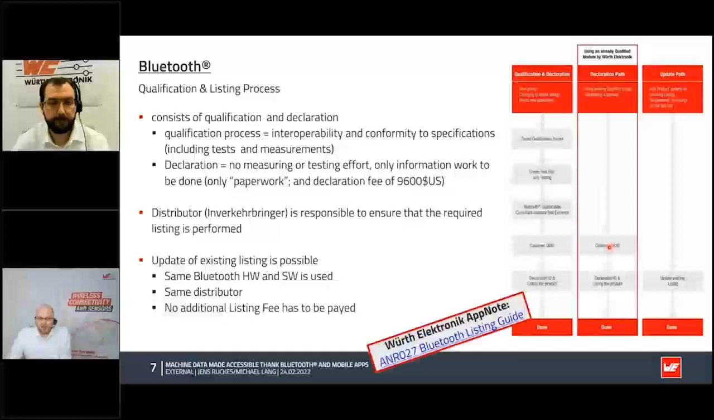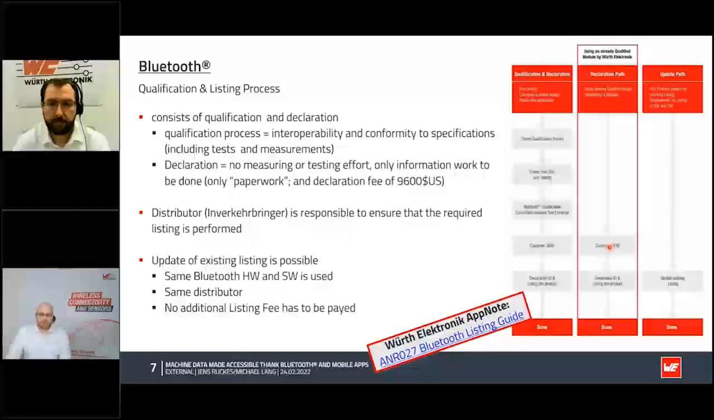As this is somehow complex, we also have an application note about the whole Bluetooth listing process and guide, which helps you to find out what is to be considered and what you have to do to get a Bluetooth device in this regulatory stuff correctly on the market.